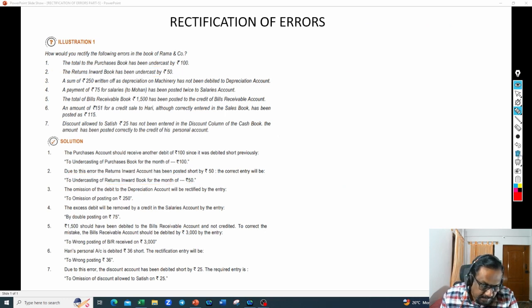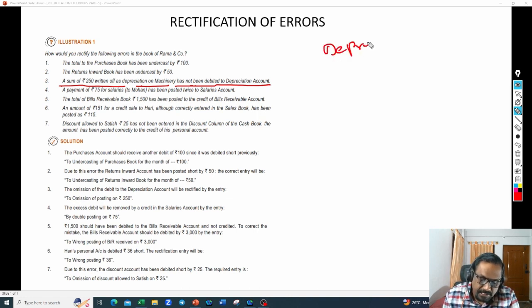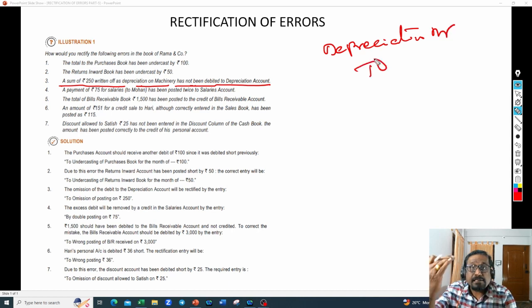Next. A sum of 250 rupees written off as depreciation on machinery has not been debited to depreciation account. So whenever there is a depreciation, depreciation is a loss for us. All expenses and losses are supposed to be debited. So the entry is going to be depreciation account debit. To that extent, your asset value will come down. Assets are debit balances. The value has to come down. Debit has to come down. So if debit has to come down, you need to credit it.